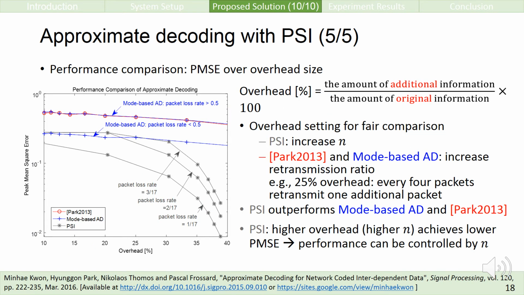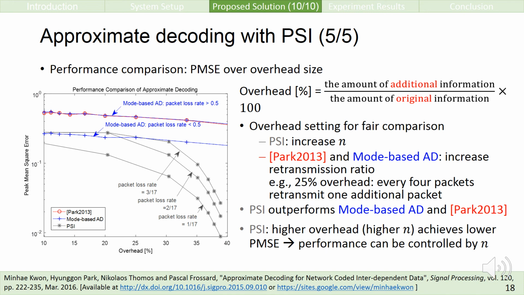In this simulation, we observe PMSE over overhead size for 3 solutions. The first one is Park 2003, which is the original approximate decoding, and second one is mode-based approximate decoding, which includes only delta, and the third one is PSI. Since the original approximate decoding and mode-based approximate decoding require less amount of information compared to the proposed PSI, for fair comparison, we allow retransmission in order to make the same overhead size.